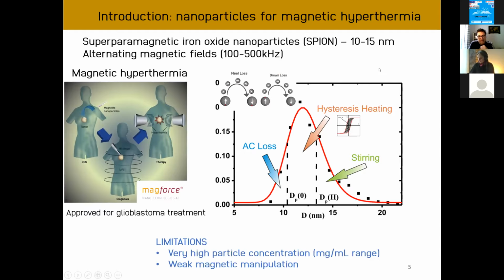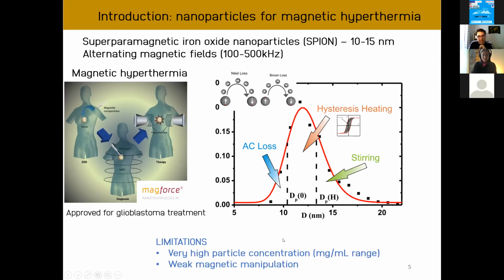These mechanisms, as you can see here, AC losses, hysteresis heating or Néel relaxation, depend on the properties of the particles, such as size, effective anisotropy, and crystallinity. However, this technique presents several limitations, like the need for a high particle concentration inside the body and close to the cells that you want to treat. And also, since the particles are inside the body, the manipulation is a bit weak.